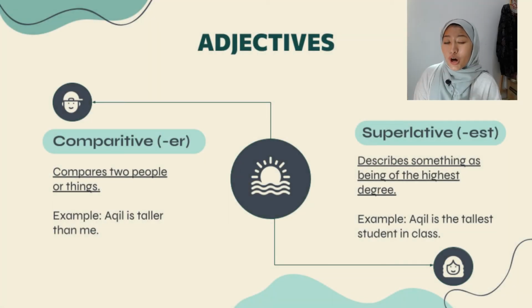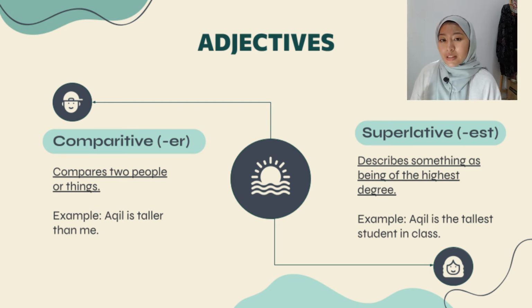And at last, on to the third and final grammatical category of English inflections, adjectives. So underneath adjectives, you can see that there are two types of inflectional categories. The first one is the comparative -er, and the second one is the superlative -est. All right, so the first one, the comparative -er.